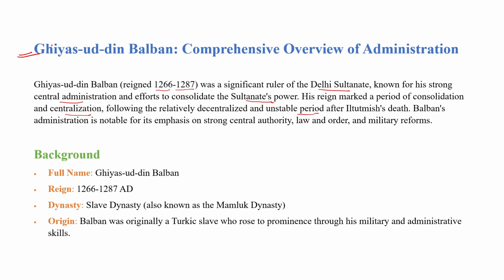The full name of Balban was Ghiyasuddin Balban. He belonged to the Slave or Mamluk dynasty. Originally, he was a Turkish slave who rose to prominence through his military and administrative skills. Balban was the person who started the Sijda system and the Paibos system. What was the Sijda system?